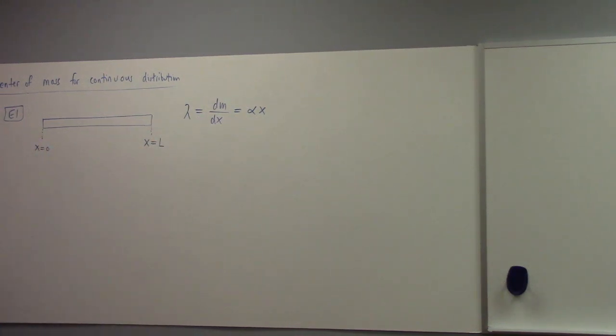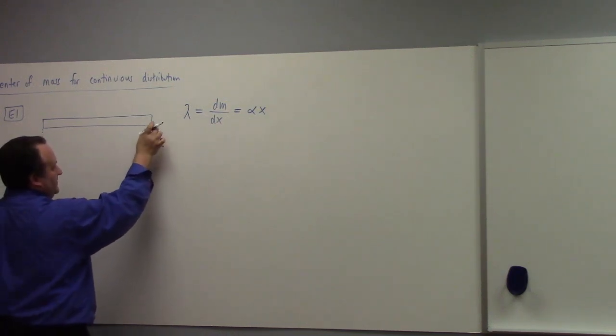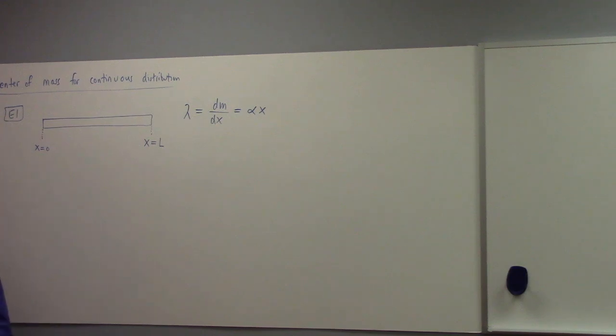So you've got this ruler or some object, and the density of it starts very, very small at 0, and then gradually increases up to its largest value at the end point. So there's more mass towards x equals L than there is at the origin at x equals 0. A question we can ask is, given this distribution of mass, where's the balance point? Where is the center of mass in this situation?